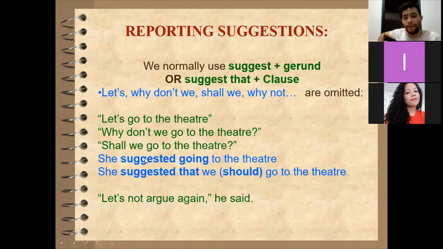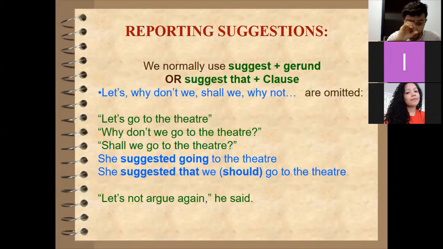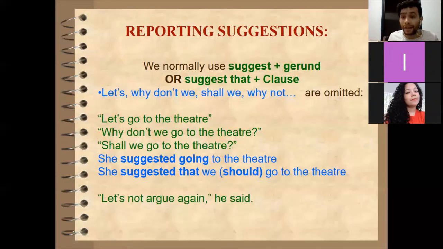Háganlo primero con la primera forma de suggest. Con suggest ing. So, ¿cómo sería esta? Please, guys, hurry up, hurry up. He suggested not arguing again. Perfect. He suggested not arguing again. Perfect. And how would be the version with the second one?